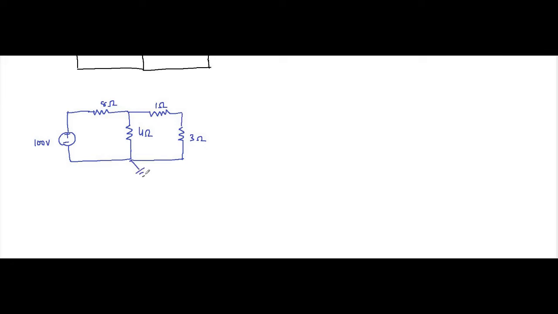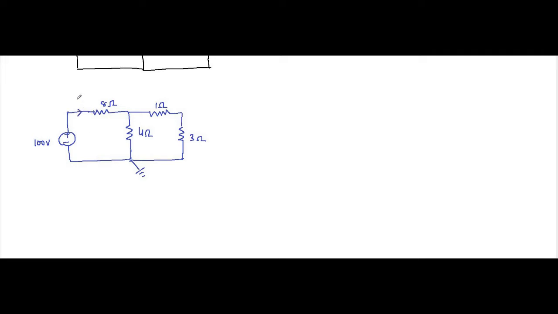Okay, so we'll redraw the circuit. This is 100 volt, then 8 ohm. Then we have 4 ohm, 1 ohm, then we have 3 ohm. So let us assign currents through the various branches.